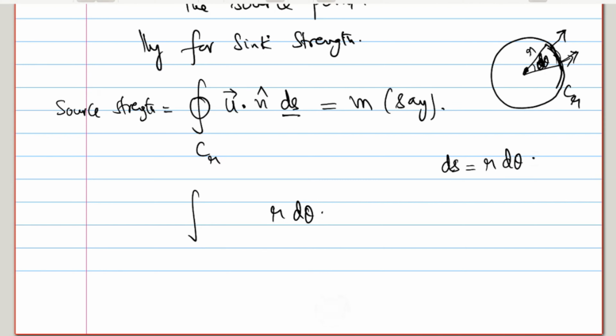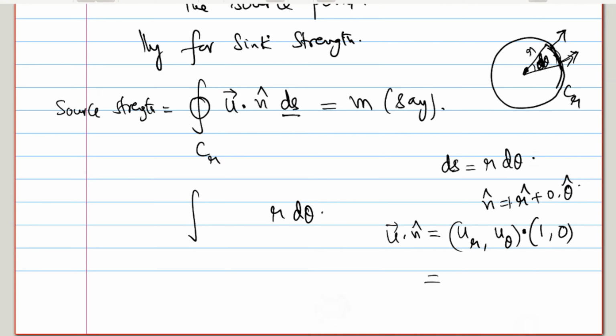What is your u? You know that n cap is in the r cap direction. R cap is your unit normal. So u is (u r, u theta) dot product with (1, 0). This is your u bar dot n cap in polar coordinates. So n cap is r cap comma 0, that is 1 into r cap plus 0 into theta cap. So you will have u r into 1, that is simply u r.